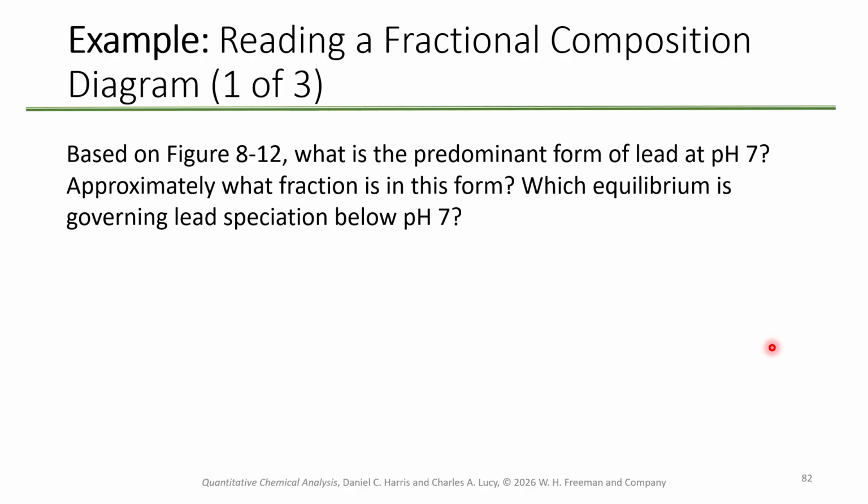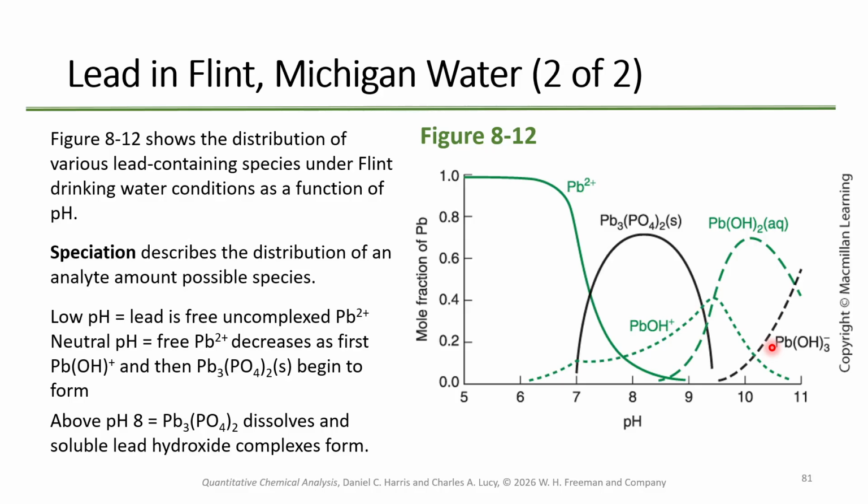What equilibrium is going to be governing this lead speciation below pH 7? If you're trying to figure out what equilibrium governs this concentration, which one you'd use to figure out that lead concentration at pH 7, what would it be? Let's look back at the graph. So we're at pH 7 here. Okay, so what's going to be the equilibrium that governs that concentration?